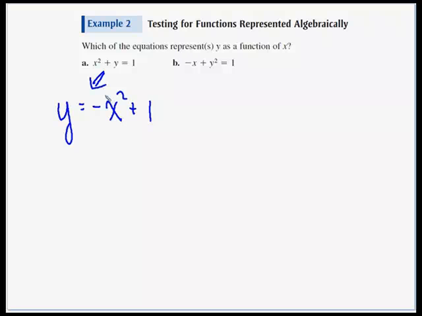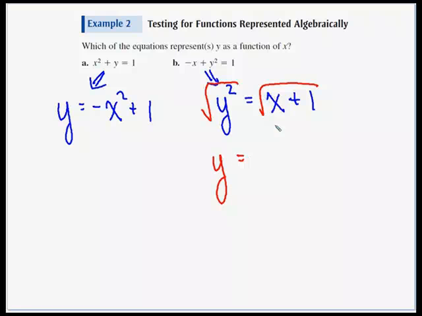And before we even discuss this one, let's see what happens over here in B. We're also going to solve this for y. So we're going to add x to both sides. Y squared equals x plus 1. And now, of course, we know by this point in the year, to get rid of the square, we're going to square root both sides. And when we do so, we have a positive and a negative root, plus the square root of x plus 1, and the negative same square root of x plus 1.